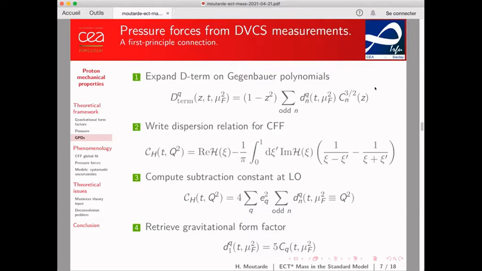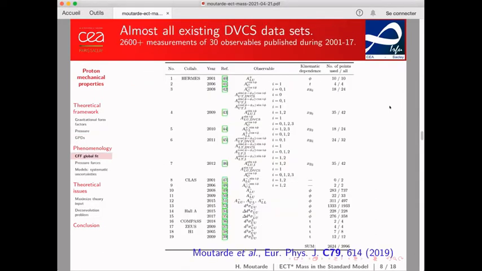We extract Compton form factors from the experimental data. From this extraction, we compute the subtraction constant. At the same time, we compute this subtraction constant in terms of the D term, and if we manage to extract D1, then we have a measurement of pressure distributions. So now let me start with how we can measure Compton form factors.